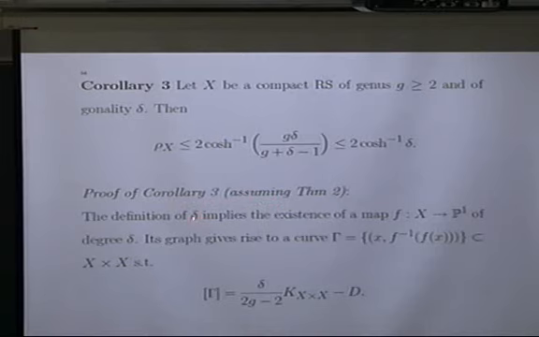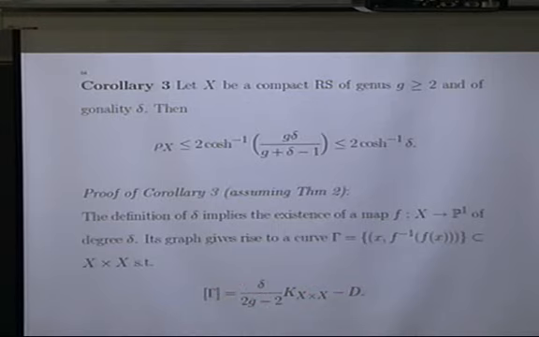By the very definition of the gonality, it means you have a map f from X to P1 of degree delta. Now you just look at the graph of f, and then you pull back to X cross X. In other words, you look at this curve gamma, which is just those points (x, y) with y in f inverse of f of x. So this curve gamma comes essentially from the graph of f pulling back to X cross X, and you can easily compute the class of gamma, which is equal to delta over 2g minus 2 times K_{X×X} minus D. That is easy to see.